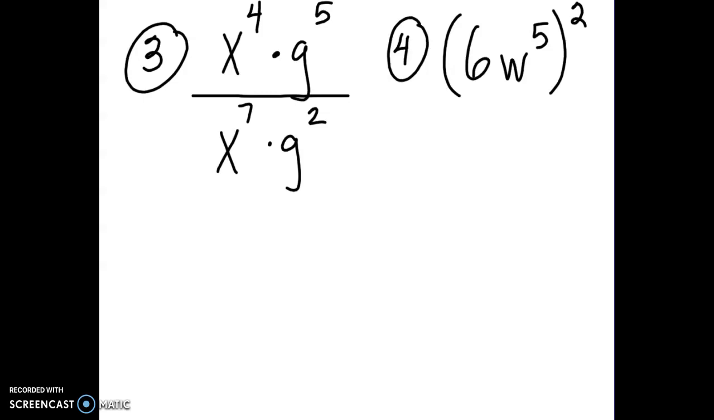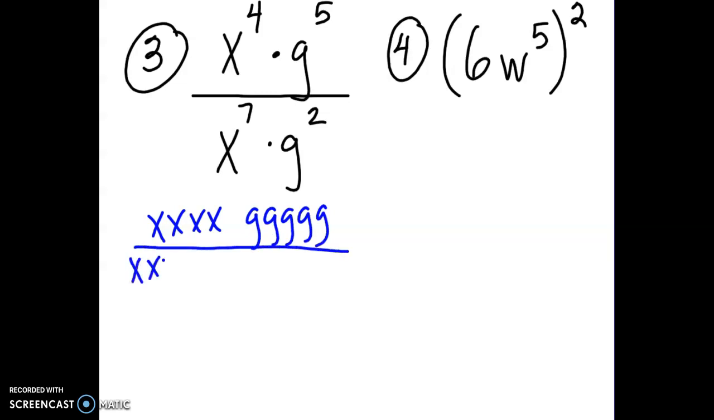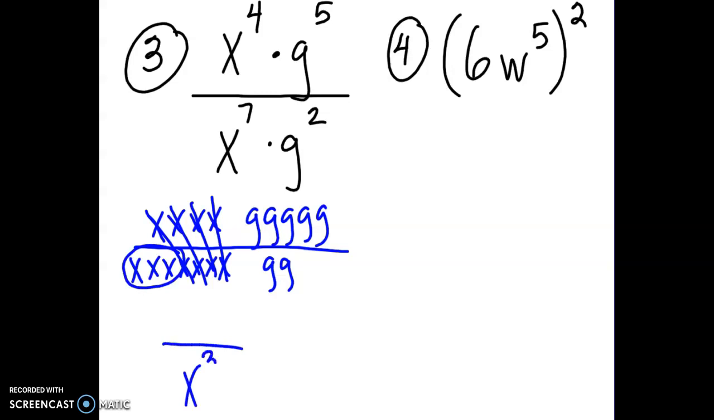So when we do division, if you can't remember how to do it, remember you can do everything out the long way. So if you wanted to, you could do 1, 2, 3, 4 X's on top, and then 1, 2, 3, 4, 5 G's on top. On the bottom, we have 1, 2, 3, 4, 5, 6, 7 X's, and we have 2 G's. Now, we can cancel things off, so we can cancel, cancel, cancel, cancel, and it looks like I have 3 X's, and they are on the bottom, so I have X to the 3rd.